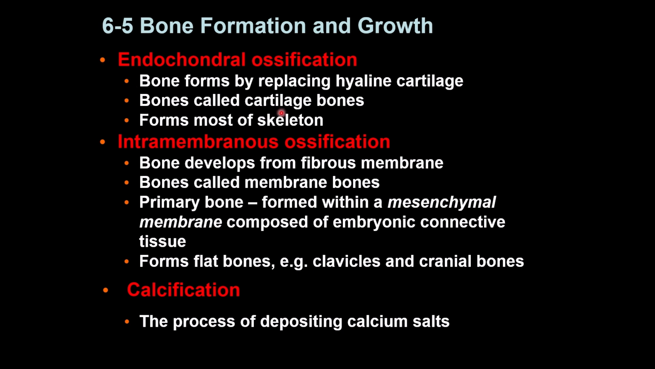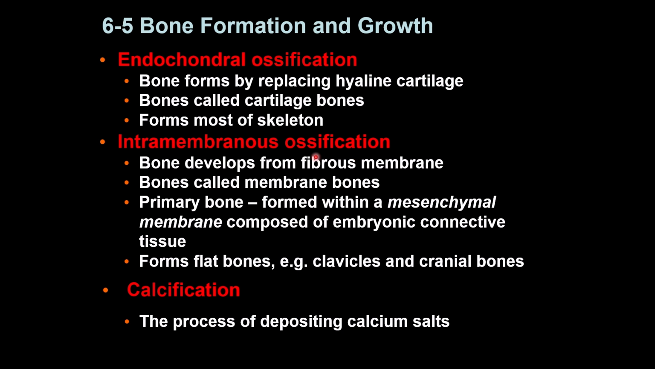Endochondral comes from cartilage, and that's why they call it cartilage bones. Most of the bones are made from cartilage. The second one is called intramembranous, and that comes from a fibrous membrane. This is actually a mesenchymal membrane, which means that it is an embryonic type of connective tissue, and that mesenchymal cell can convert to a primary bone. That's why they are called membrane bone or membranous bone. Examples of these are the clavicle or collarbones and some of the cranial bones.